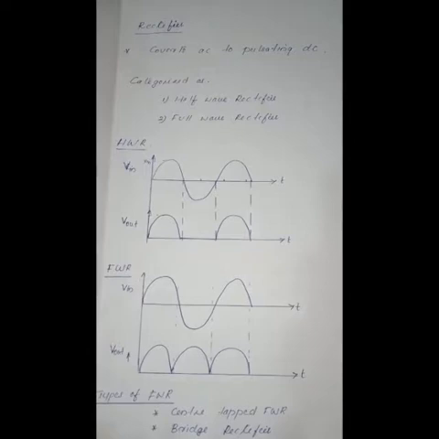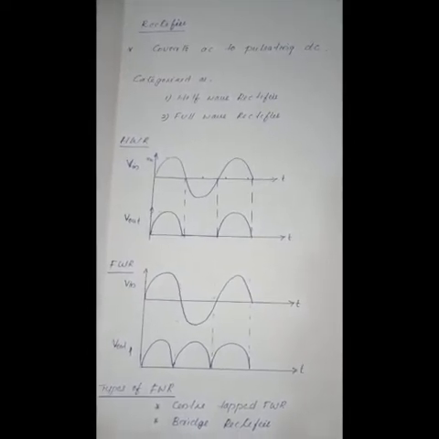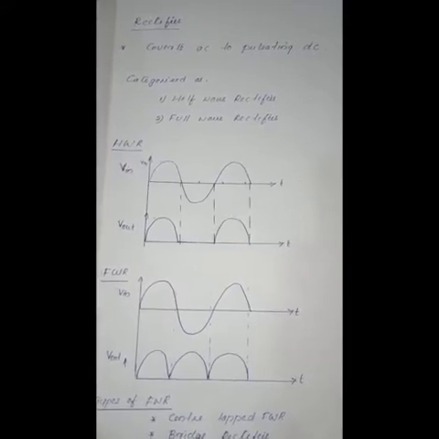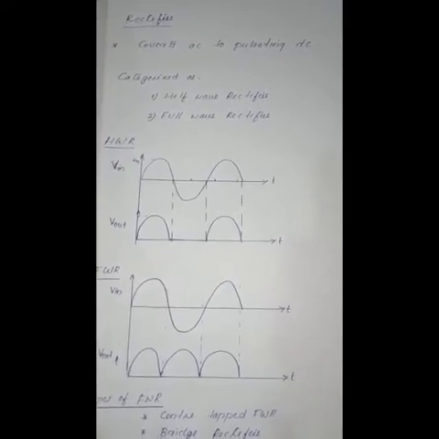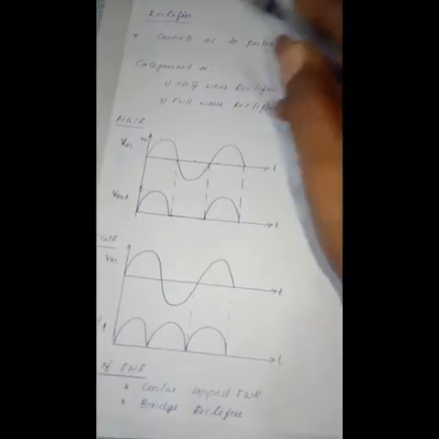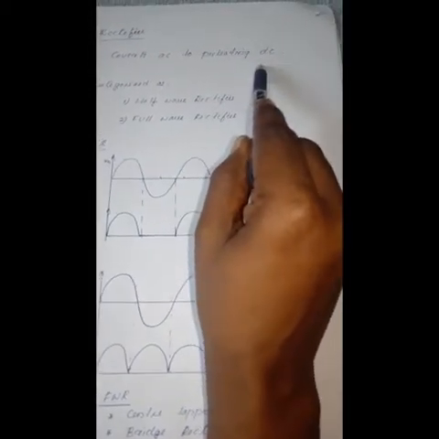Dear students, today's session I'll be teaching two important blocks in a DC power supply. One is a rectifier and the other one is a filter circuit. We know the function of a rectifier. So a rectifier converts AC to pulsating DC.